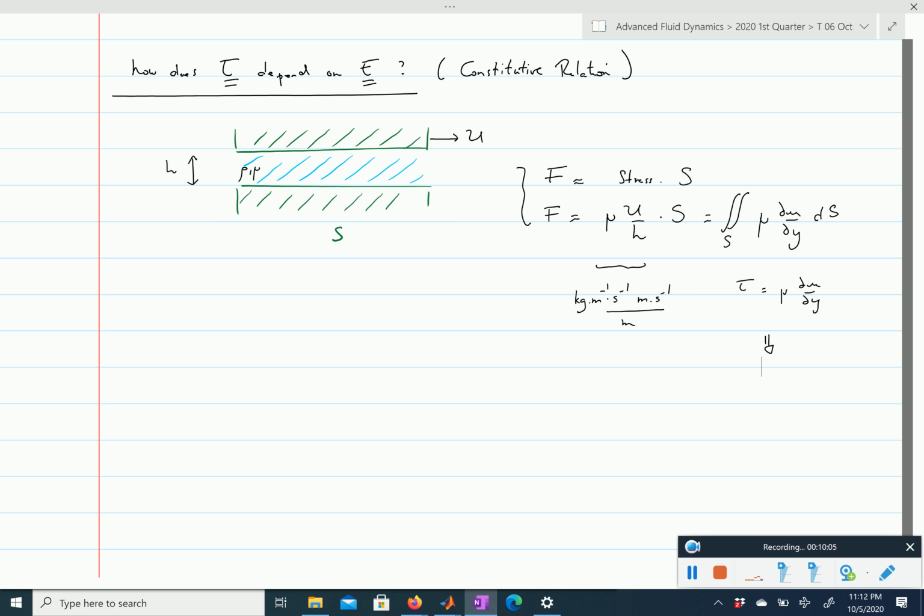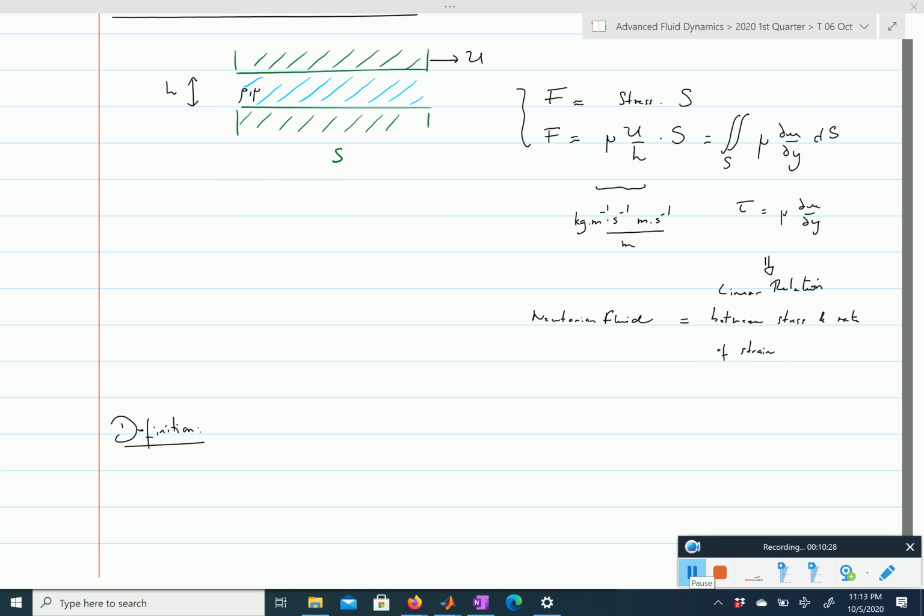So a Newtonian fluid is a fluid where we have a linear relation between the stress and the rate of strain, to be more exact, to be more general. When we have this, we have a Newtonian fluid. And that is a general definition: a fluid is Newtonian when the stress tensor is linear in the strain rate tensor.